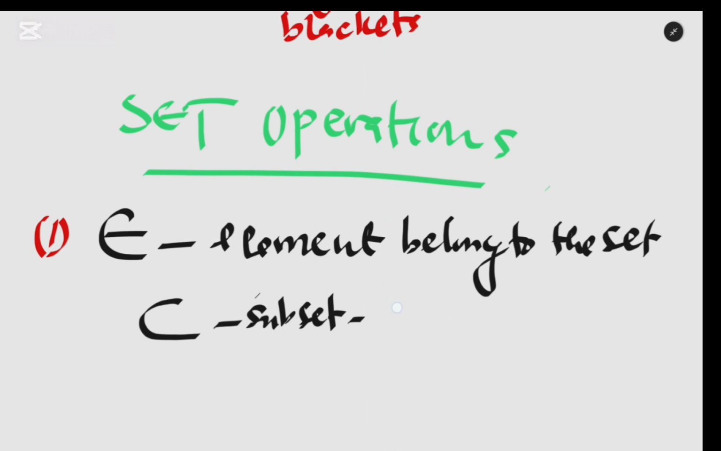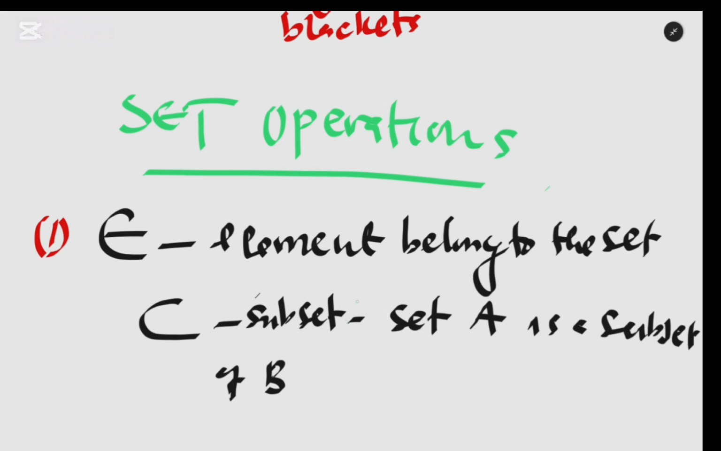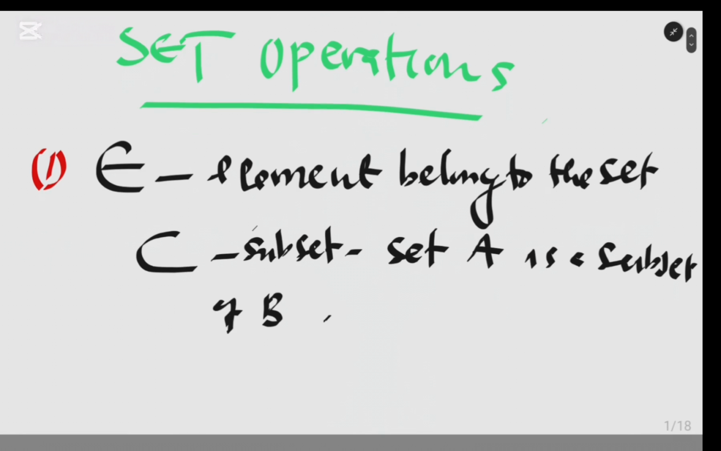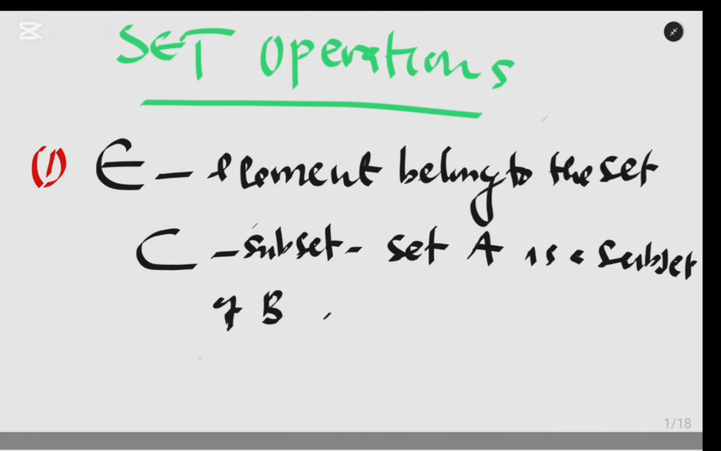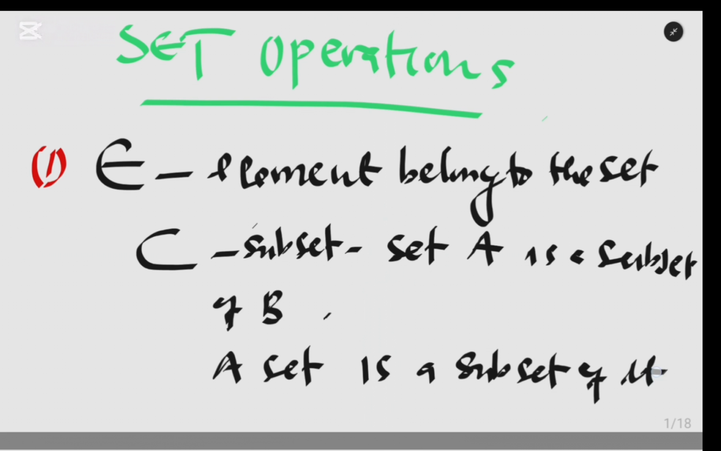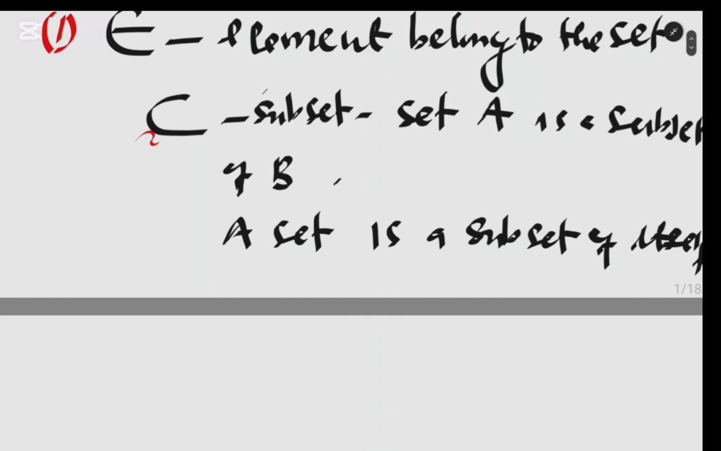What about the subset? If you have a set, let's say set A, we say A is a subset of B. What does it mean? If set A is a subset of B, it means that all elements of set A belong to set B. In other words, set A is found in set B. Then you should know that a set is a subset of itself. Very important to understand. A set is a subset of itself. This is the second operation that we can look at.